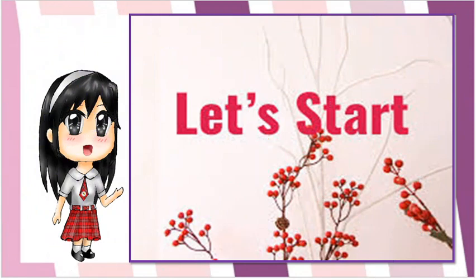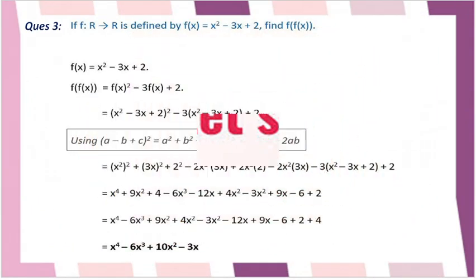Let's start. Let's take question number 3. Function f is defined from R to R and the function is given as x square minus 3x plus 2. We have to find f of fx. Now function fx is given. We have to find f of fx.